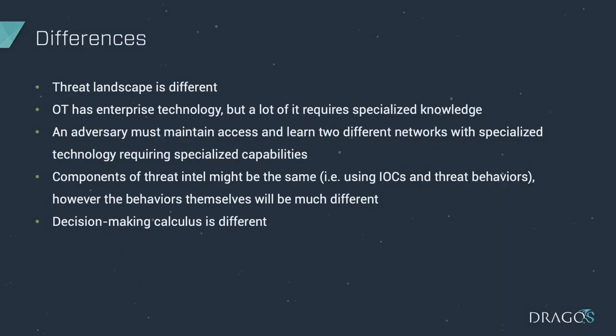In terms of the differences, the threat landscape is a lot different, and we're going to talk about that in just a second. OT does have enterprise technology, but a lot of it does require specialized knowledge. Just because an adversary is able to access the company's operations doesn't mean they're going to actually be able to do anything that's highly targeted. An adversary must maintain access and learn 2 different networks with specialized technology requiring specialized capabilities. Again, they're probably going to get in there through the IT, pivot into the OT, and then what do they do? So that means that they're going to take a while to learn how things work.